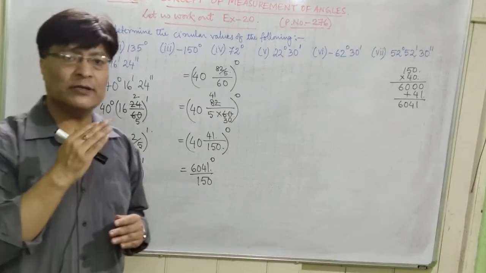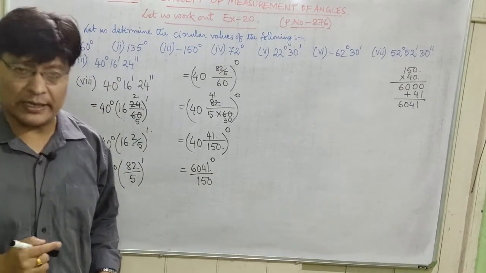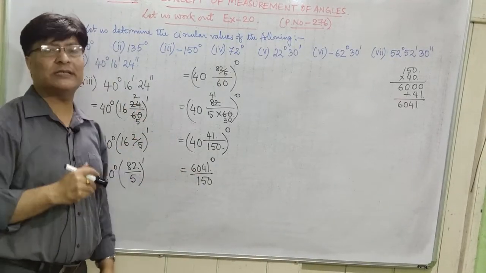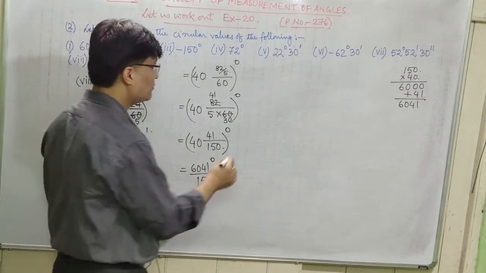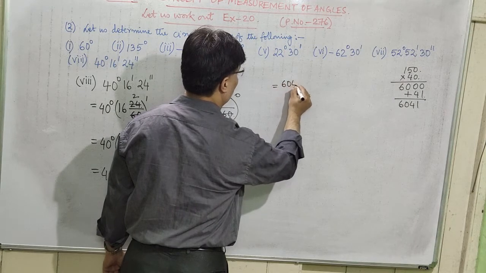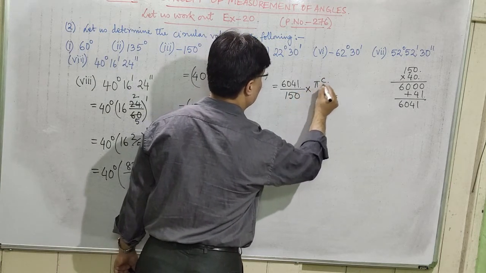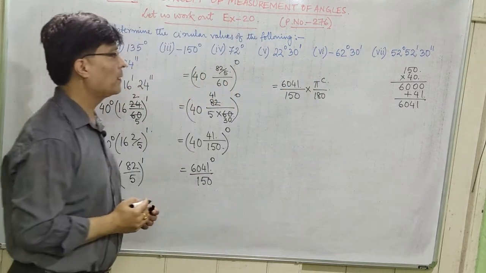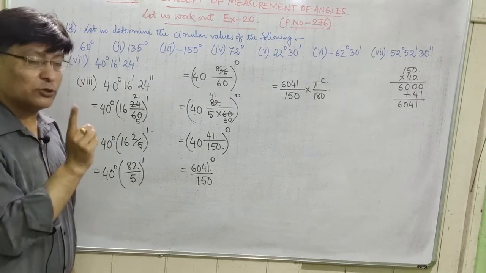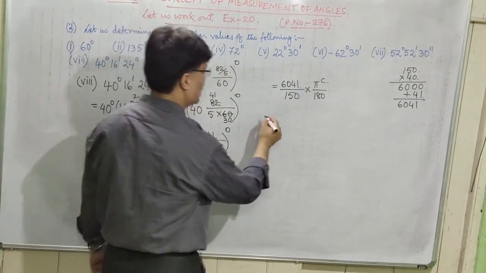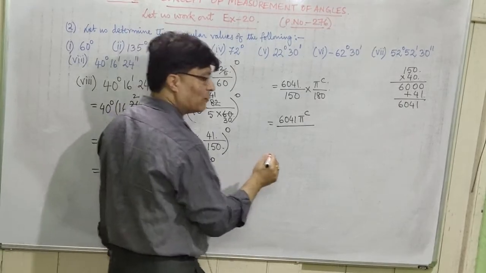Okay, so now we have to convert this sexagesimal system in terms of circular measure. That means you have to convert this degree in terms of pi radian. So I already told you that in order to convert this degree into pi radian, you have to multiply that degree by pi radian by 180. So which is equal to 6041 divided by 150, into pi radian divided by 180. So can it be cancelled? 180 and 6041, will it be cancelled? No, it will not be cancelled. Okay, just multiply them. So which is equal to 6041 pi radian divided by, now multiply 180 by 150.